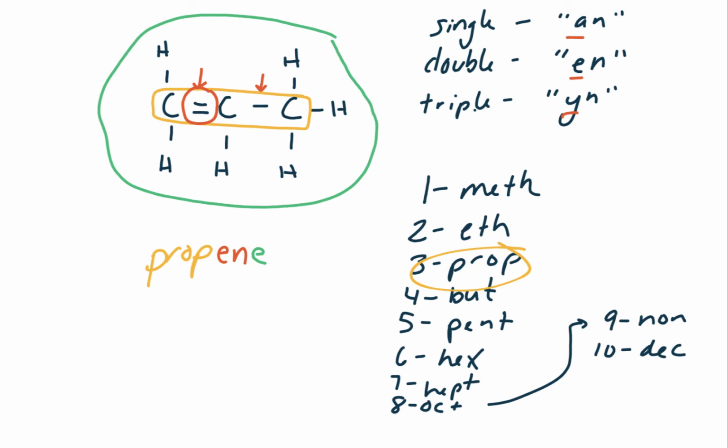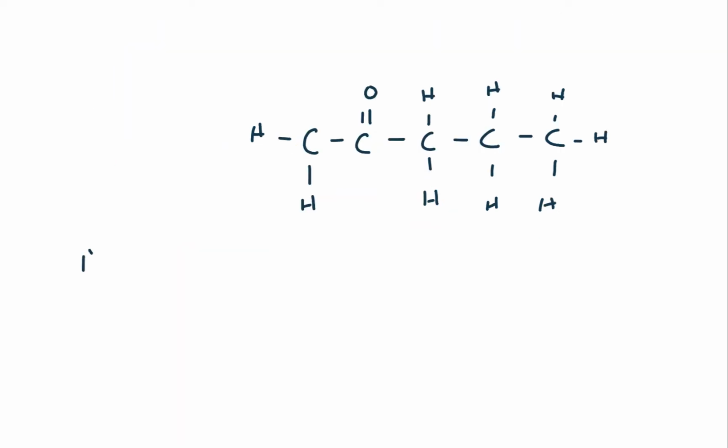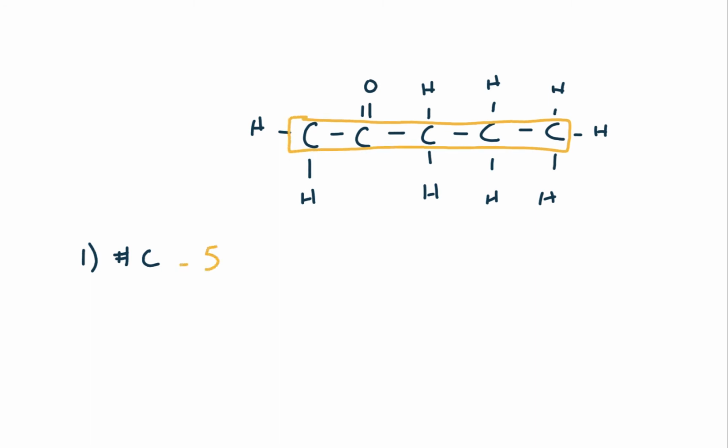Let's try another example. Remember, the first step is to look at the number of carbons. How many carbons are there here? If we look at this chain of carbons, there are 5 carbons in a row. So our number of carbons is 5. Remember that that prefix then is pent.